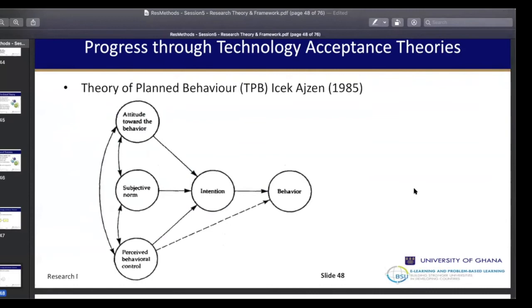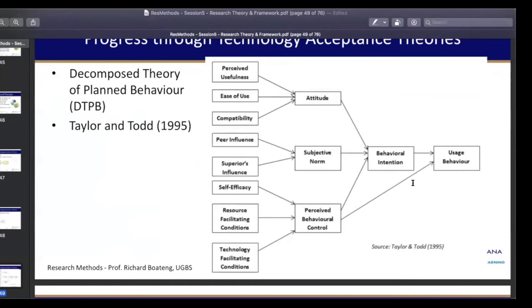Okay. Then Taylor and Todd, after 10 years again. So you can see 1975, 1985, and 1995. So every 10 years, somebody has to come up with a new theory. No, I'm just saying that this is coincidental. 10 years after, I'm trying to tell you that a theory goes through a series of critiques and people try to make it better.